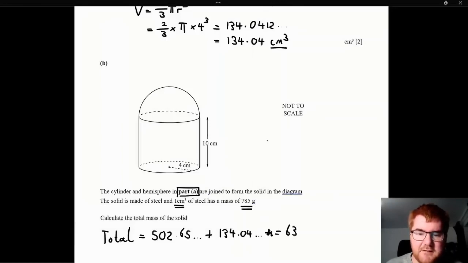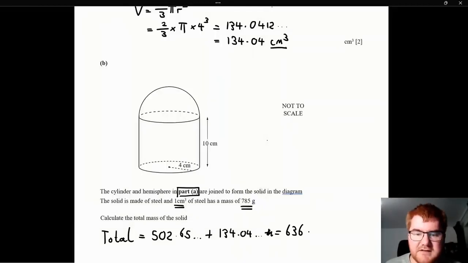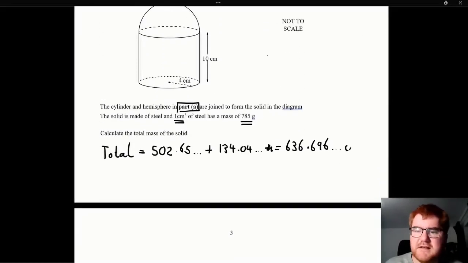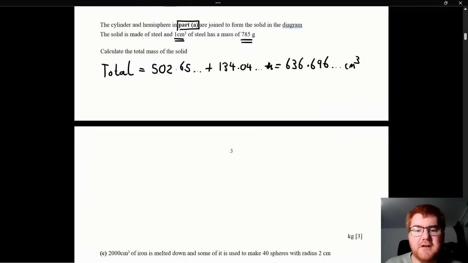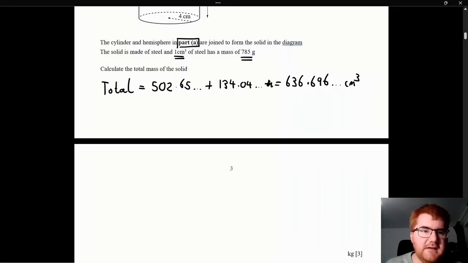636.696. This is in cubic centimeters, and the steel has a mass of 785 grams. So we need to then take our total volume.